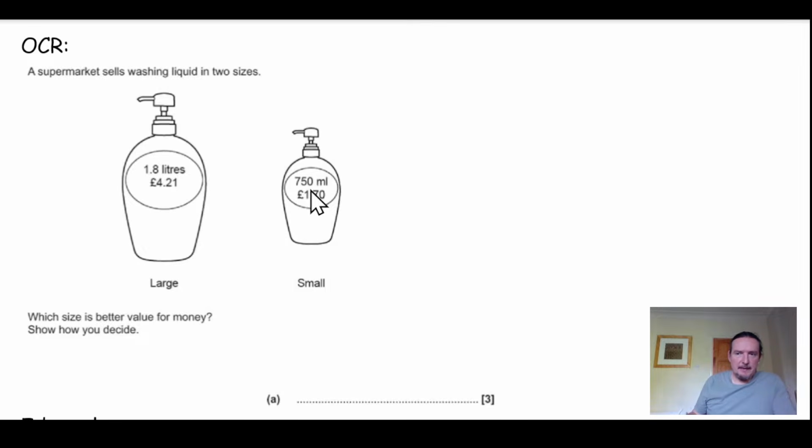Okay, so we're going to move on to higher a little bit later on. We're going to start with crossover and then move on to pure higher in a minute. But all of these questions are on the higher paper, so if you're higher, you're good.